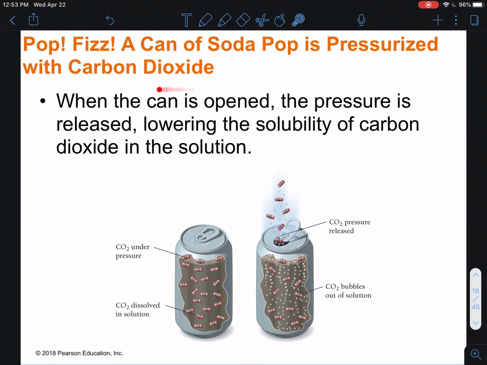This is just, again, another real world example of Henry's law. So I'll write Henry's law right here. All right, another soda can example.